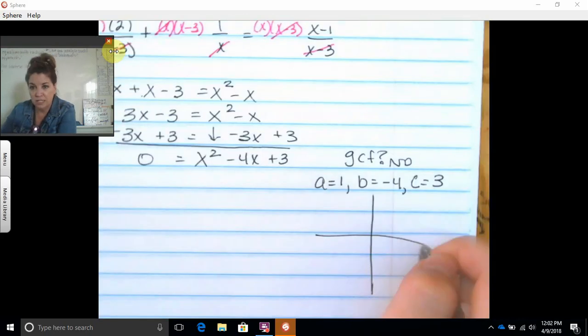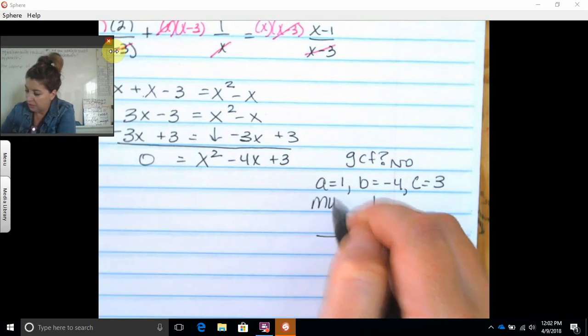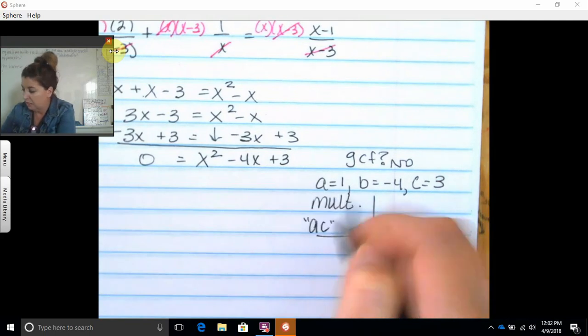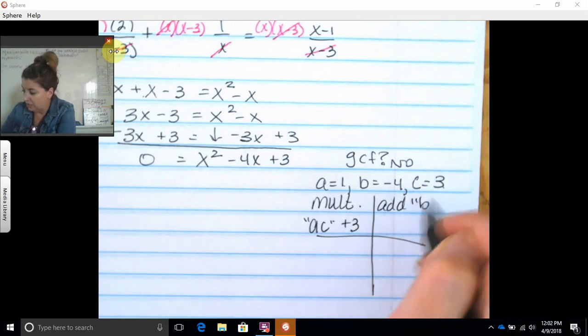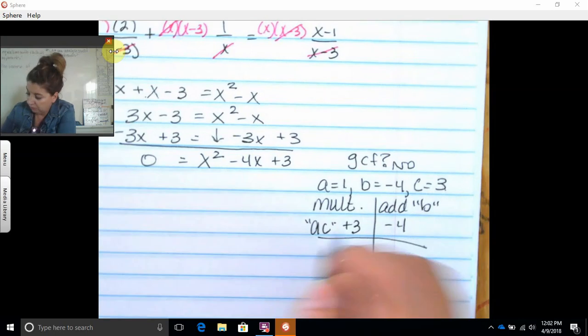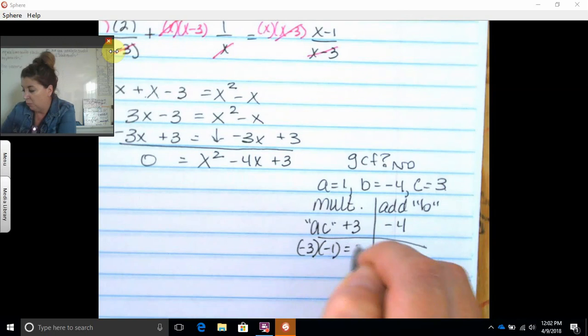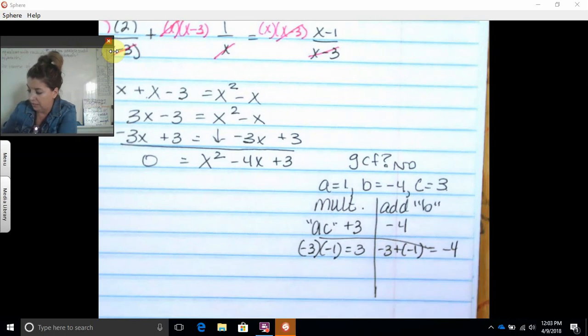Make your little T-chart, short and stout. We need two numbers that multiply together to give us A times C. A times C is positive 3. And then add to give us B, which is negative 4. Yes. 3 times negative 1. Let's try it. Negative 3 times negative 1 is positive 3. What's negative 3 plus negative 1? Negative 4. Boom. That's going to work, right?